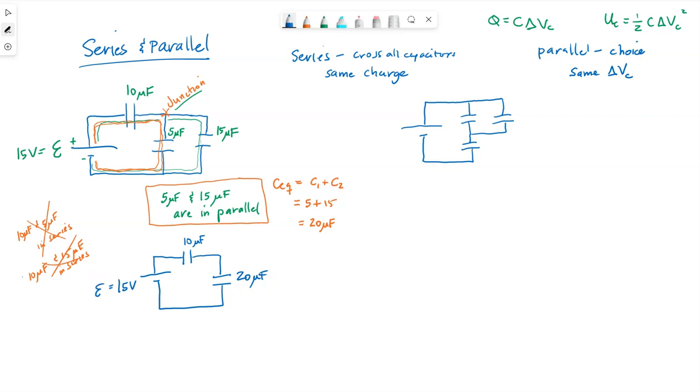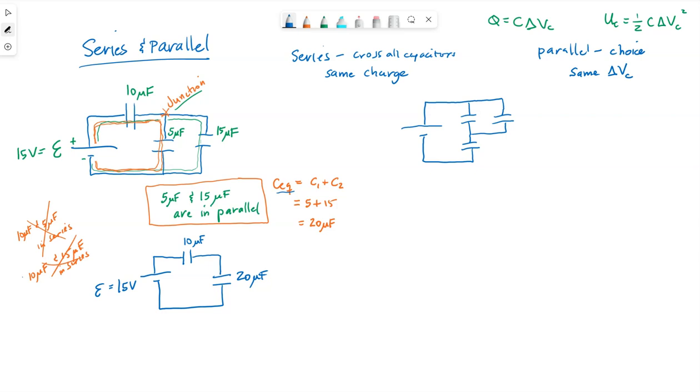And the result would be the same. The circuit as a whole would still store the same amount of energy. So when we talk about an equivalent capacitance, we're just explaining what one capacitor we could use that would then take the place of, in this case, the 5 and 15 in parallel.